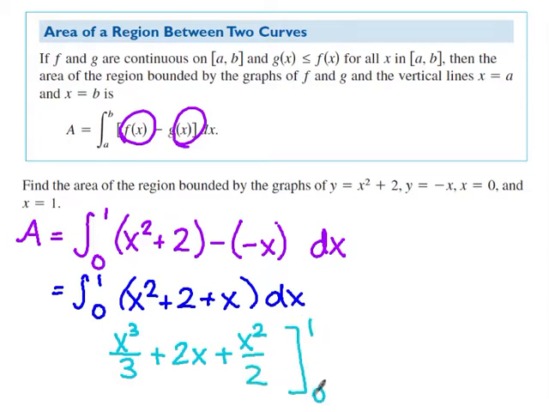Now, first of all, if you plug in 0, you already know what you're going to get from that one, right? You're going to get 0. So let's go ahead and find out what happens when I plug in 1. So when I plug in 1, I get 1 cubed over 3, which is 1/3. 2 times 1, which is 2, and then 1/2. And then notice it says minus 0. Okay, so if you add all those up, you should get 2 and what? 5/6. Nice job. Okay, so 2 and 5/6.